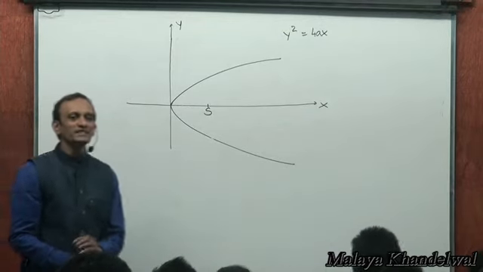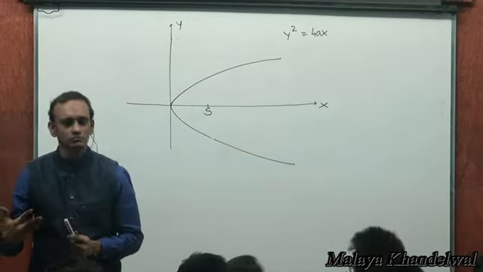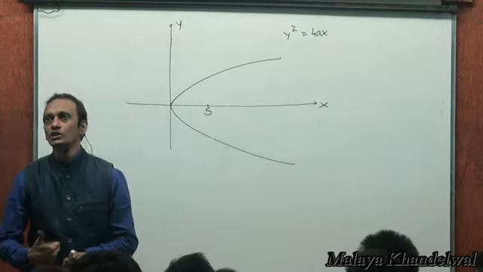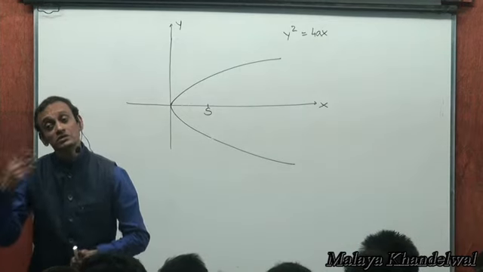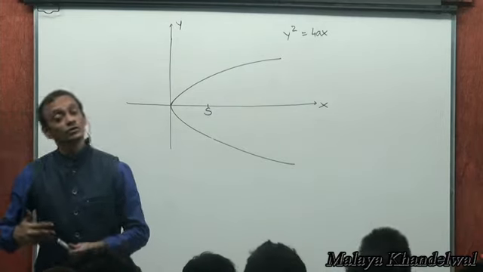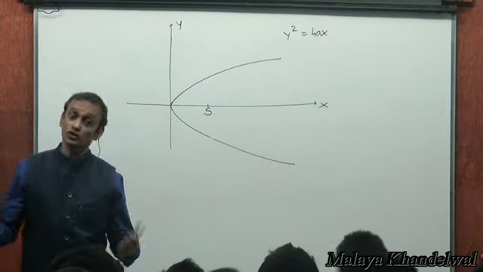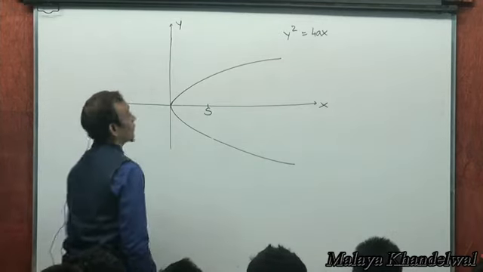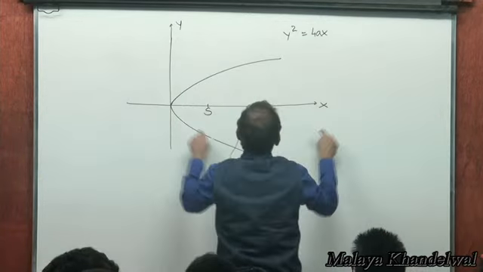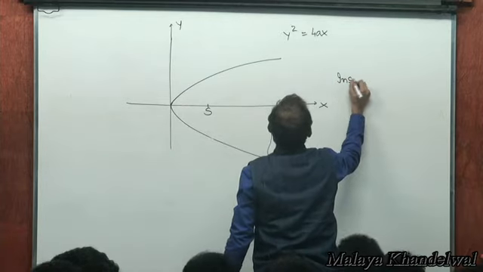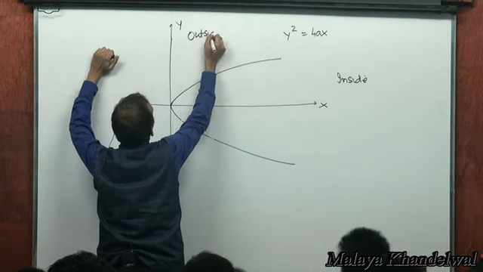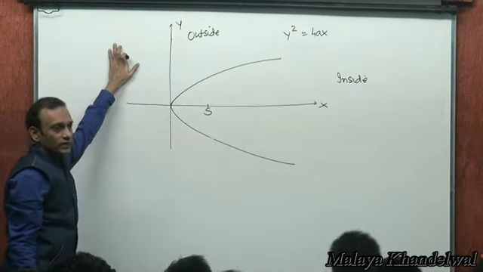A parabola essentially is a conic section that doesn't have a center. Unlike other conic sections, the ellipse, the hyperbola, the circle, all of which have centers, those are central conics. The parabola belongs to a variety which is a conic section without a center. However, it still has an inside and an outside. This region of the parabola is called the inside of the parabola, right? And the region out of this is called the outside. This is the outside of the parabola, right?